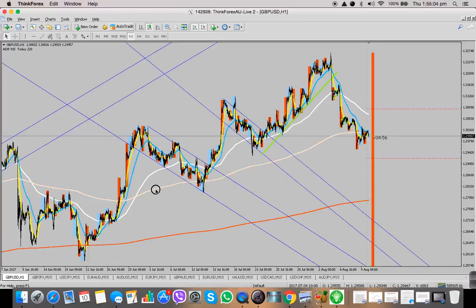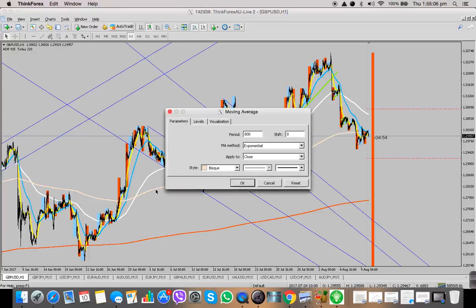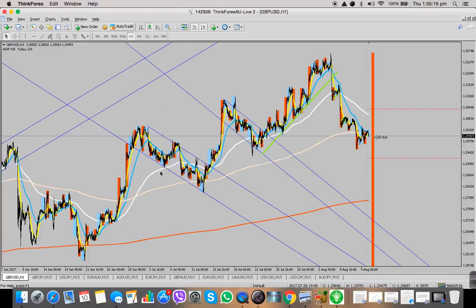Okay, and this beige looking line here on a 15-minute chart would be a period 800, exponential moving average, and we'll apply to close. You can choose whatever colors you recognize. But when the markets start getting rough, this really helps me determine where my kill zones would be, and it saves you from having to jump from higher time frames to lower time frames constantly.